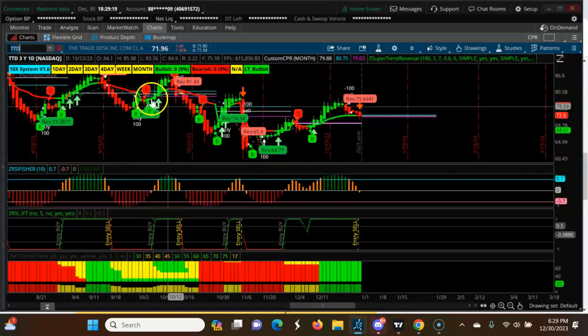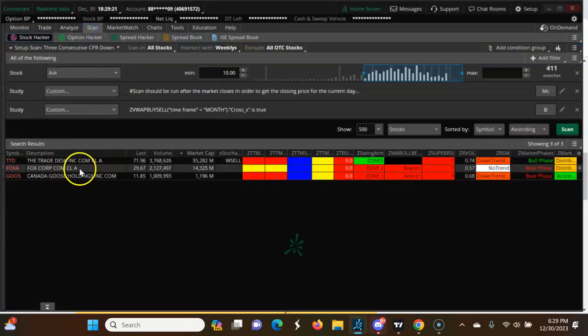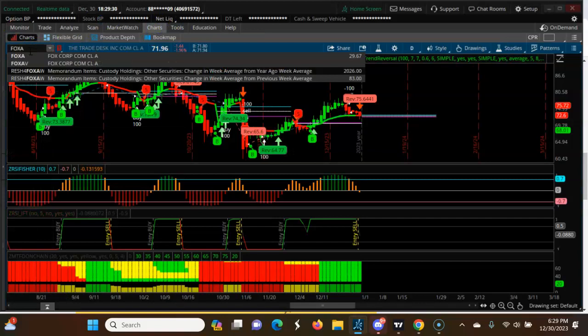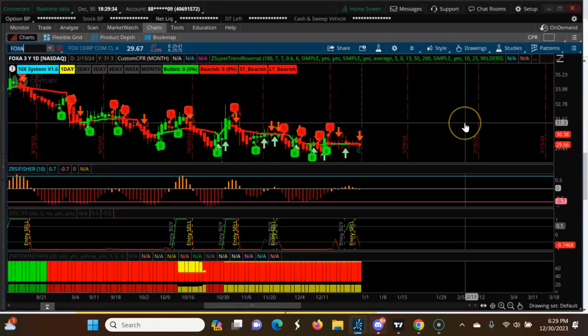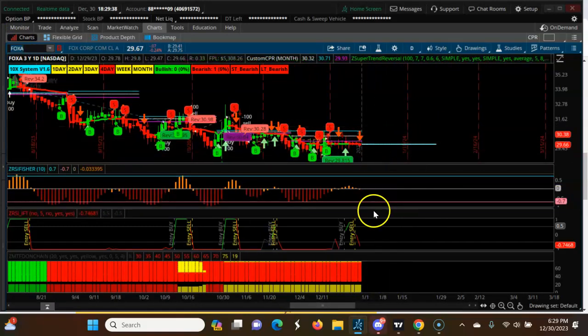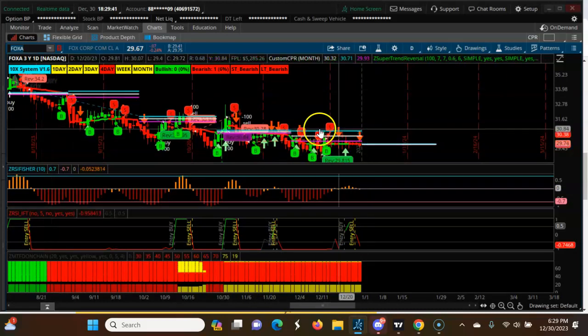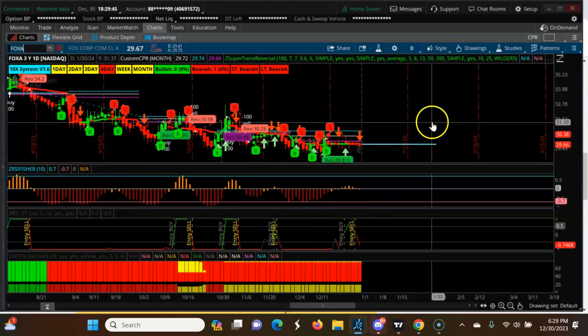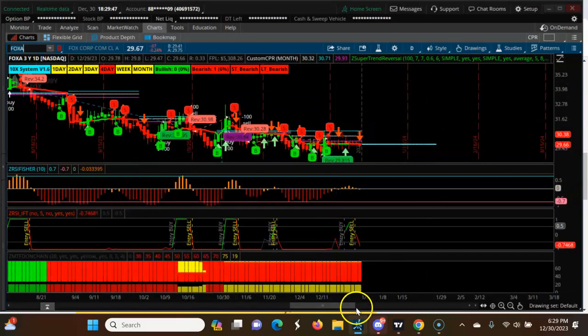Okay, now let's scan Fox A. Fox A. Okay, you can see a sell signal here, 3 CPR down, arrow CPR, so this is a good one on the bearish side. Okay, so how can we do a trade?